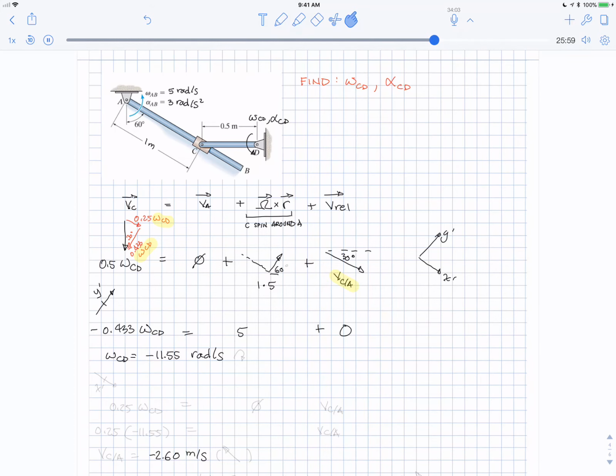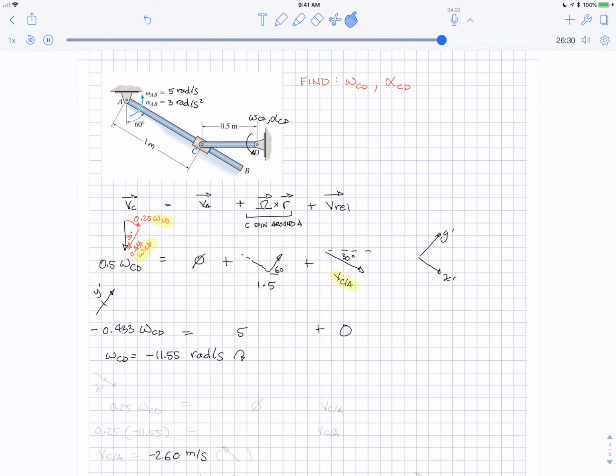So omega CD comes out to negative 11.55 radians per second. So once again, I've guessed wrong. So this means it's going clockwise. And now that I look at it, if bar AB is going counterclockwise, that point C is moving up, which means CD is going clockwise. So that's right. Okay, so about 11.55 radians per second that way.